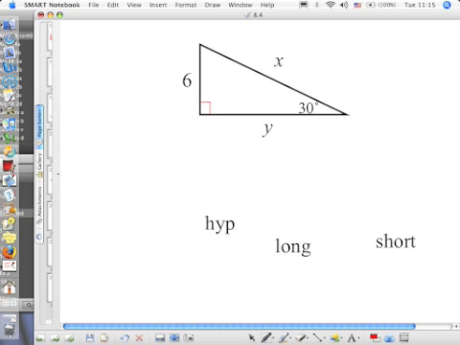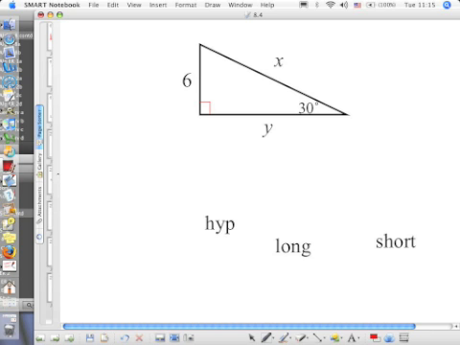Here, I only have a 30 degree and a 90 degree angle labeled. Well, we know the other one has to be 60 degrees. So, this is a special right triangle. It's special because I can find 2 missing sides when I only know one.